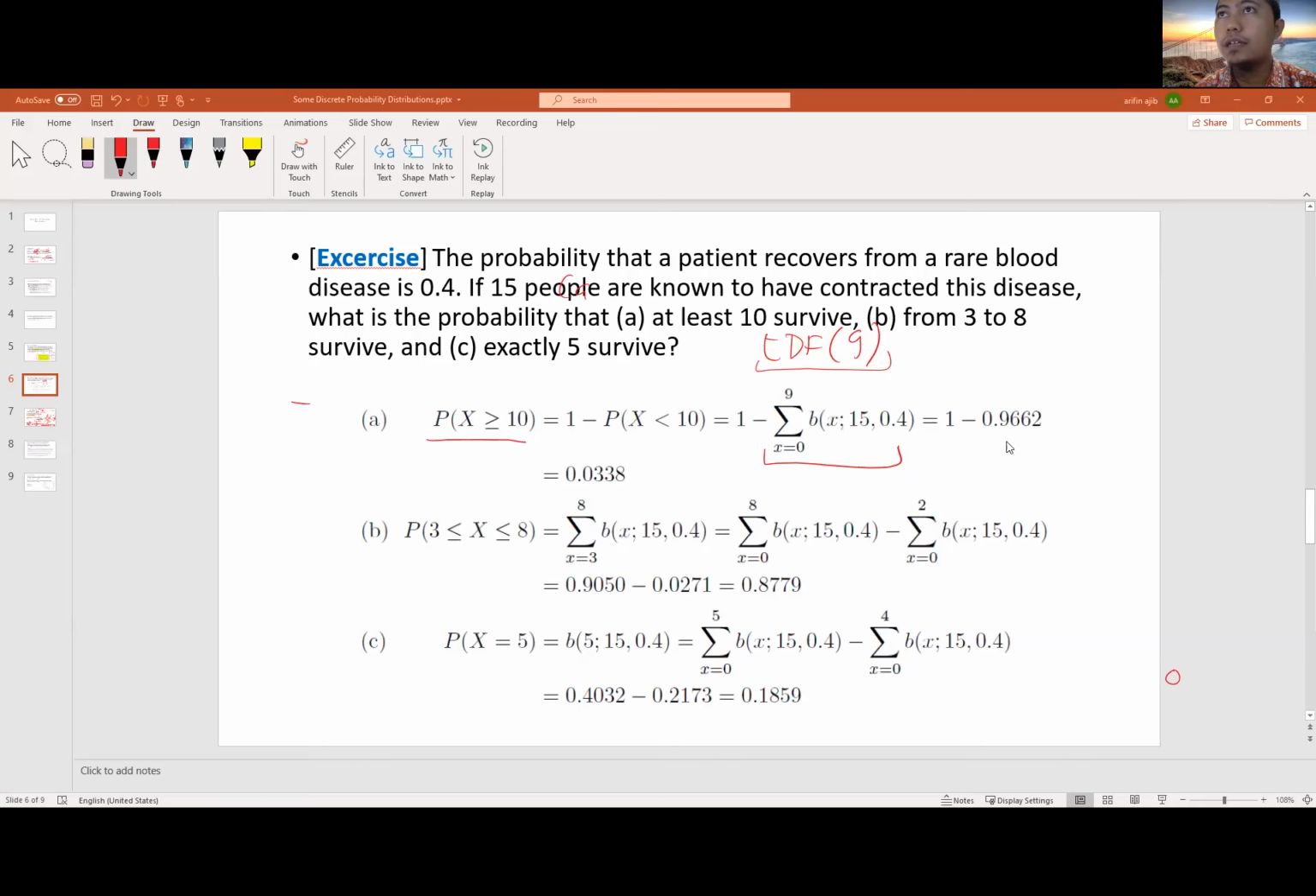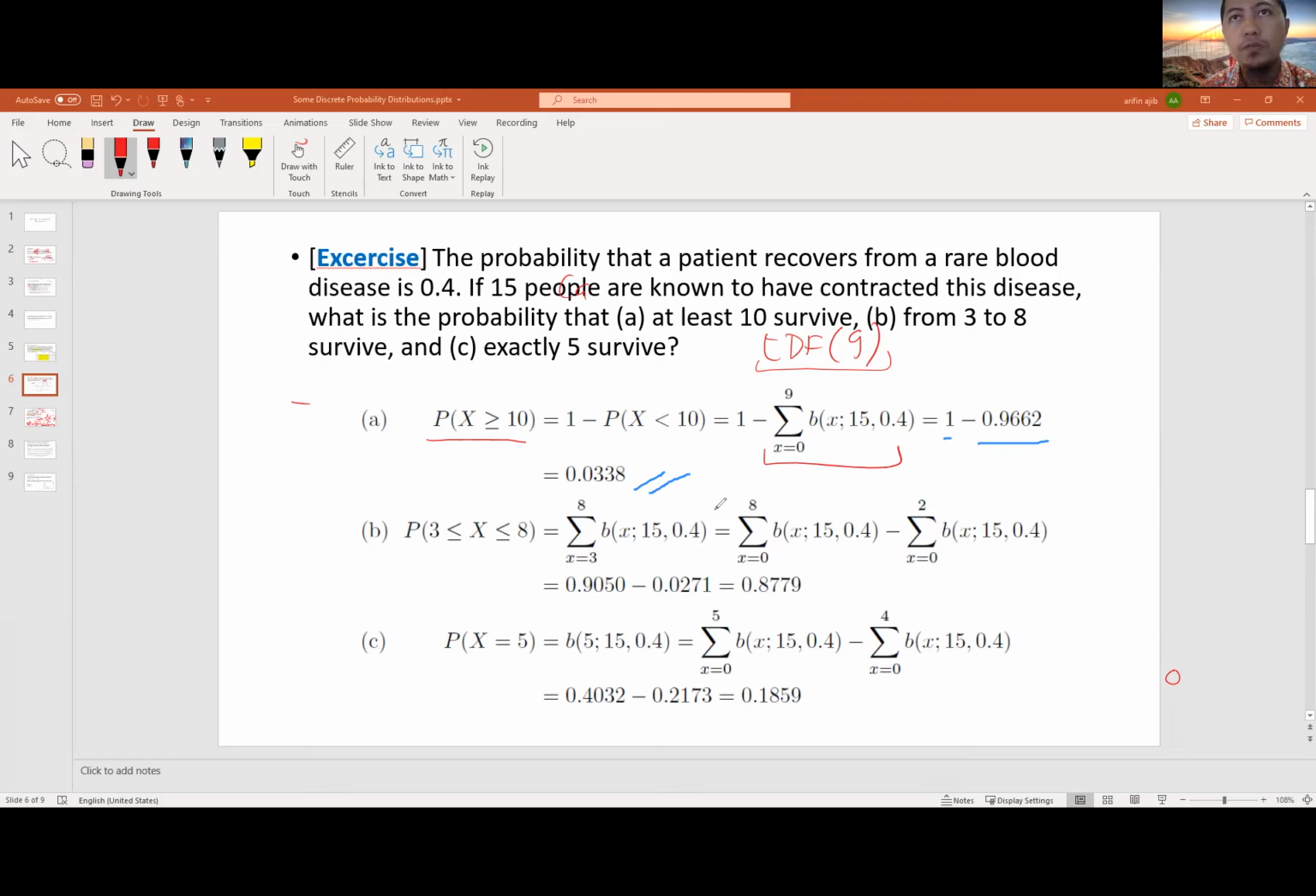This one, 0.9666. Okay, it's completely the same as the calculator that we already computed. And we just must subtract from one, subtract 0.9666. The result is this one. Okay, so I hope now you are clear.